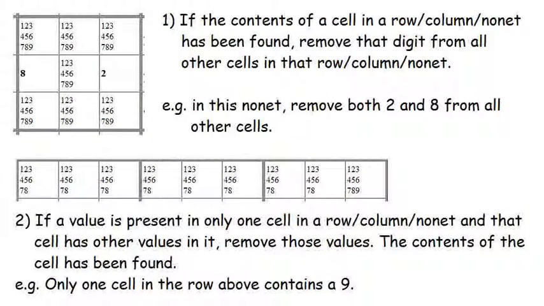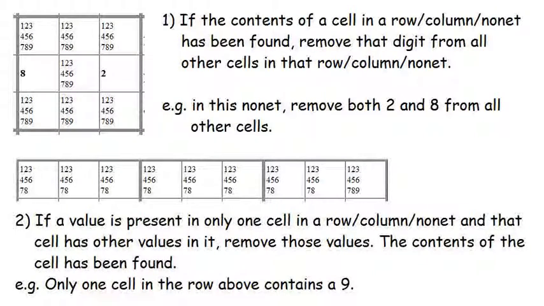In this example, the 2 and the 8 have been found in the nonnet, so those digits must be removed from all other cells. Secondly, if a digit only occurs once in the row, column or nonnet, and that cell also contains other digits, those other digits are removed. For instance, in this row, only the last cell contains a digit 9.